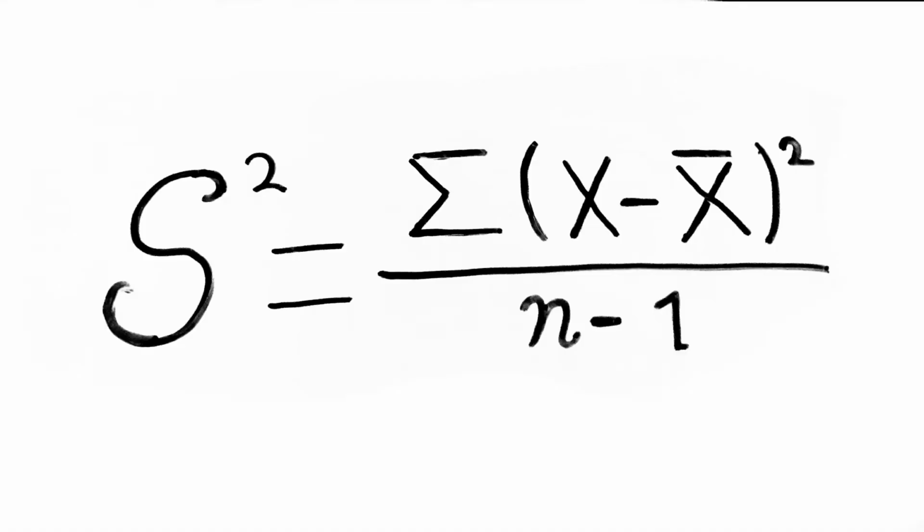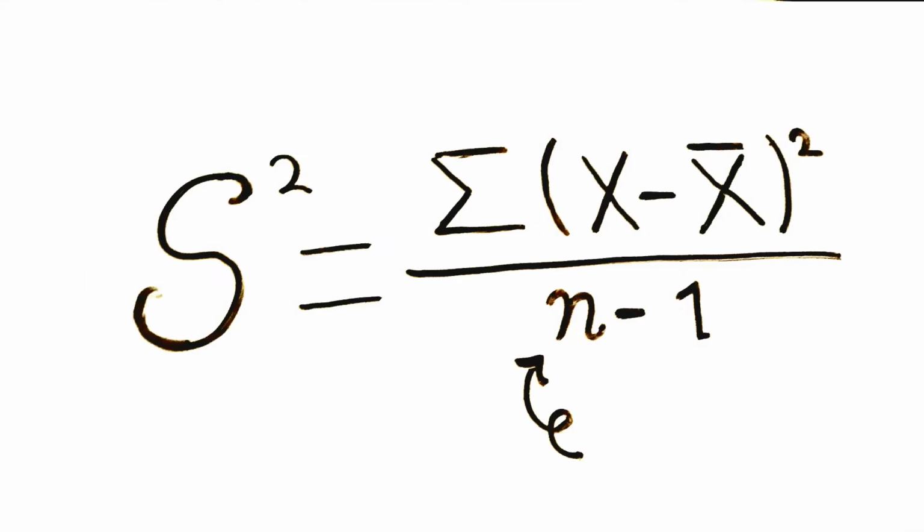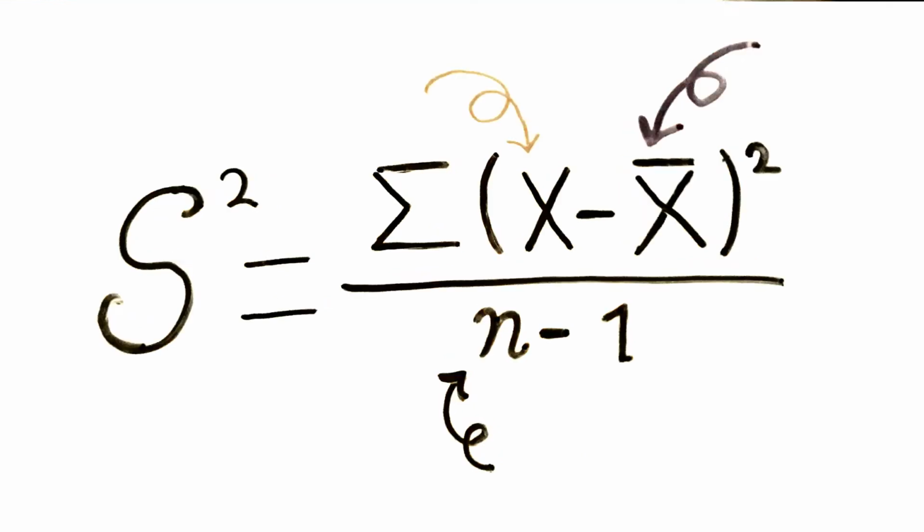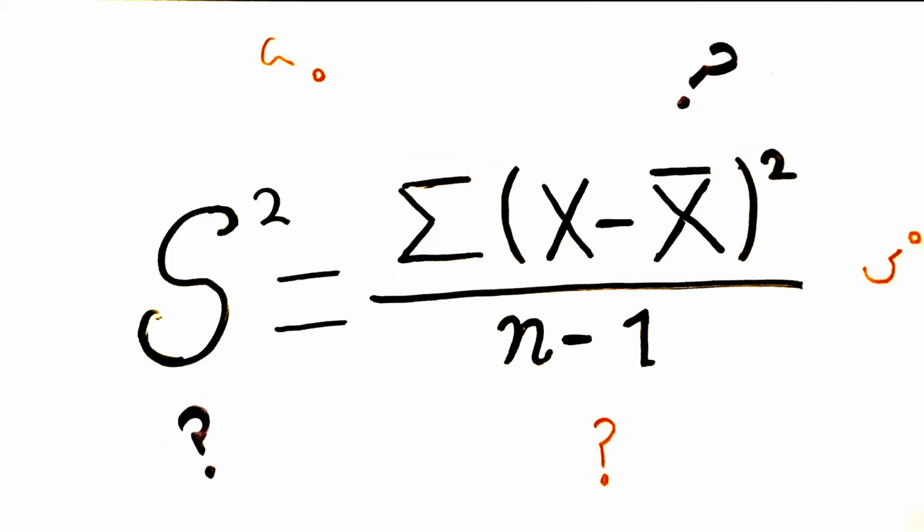This is the expression for variance, more specifically, sample variance. Here n is the number of points, x bar is the sample mean, and x is the variable. That's all well and good, but what does this formula mean? Where does it come from?